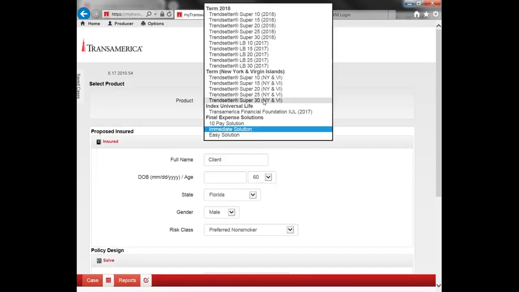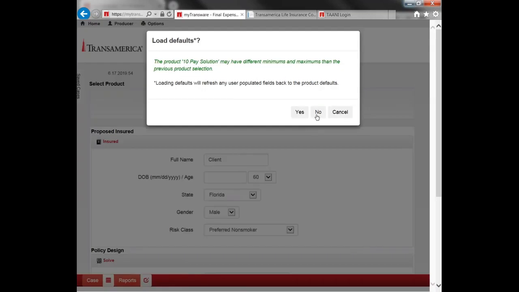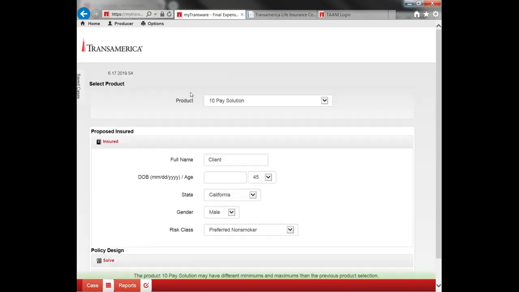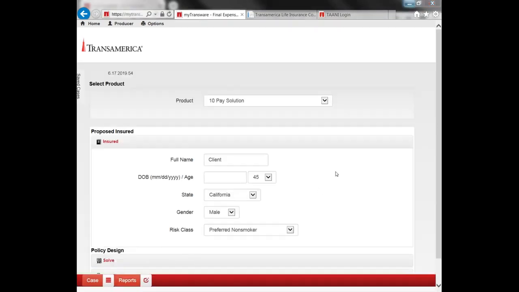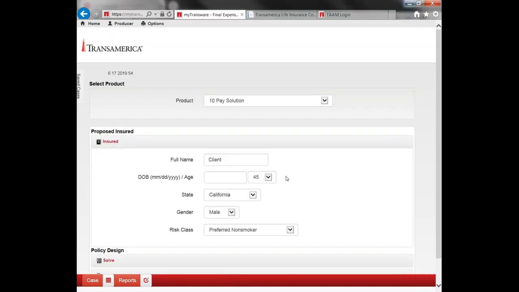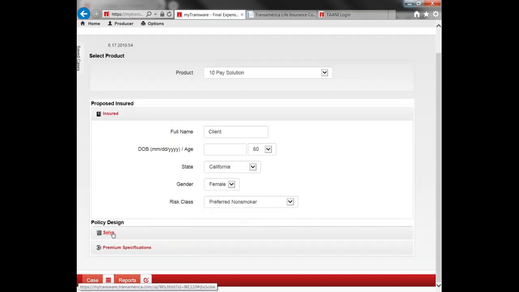If we change that over to the 10-pay solution, probably not what she wants, but maybe she's young enough. The 10-pay is really better for younger clients because it makes more financial sense. If we change it to paying this policy off in 10 years, paying 117, she pays it off in 10 years. So that definitely makes financial sense there. Let me look at the 10-pay product for her. It switched to 45. Sorry, that didn't make sense. Go back to 60 female. Sorry, I was wondering why it was so cheap.